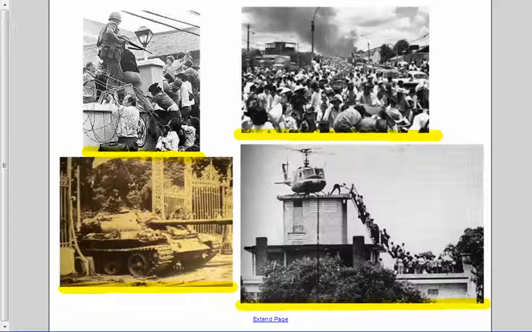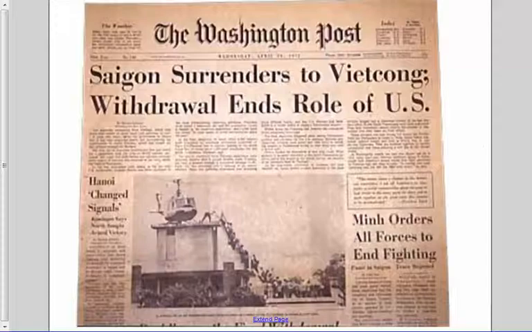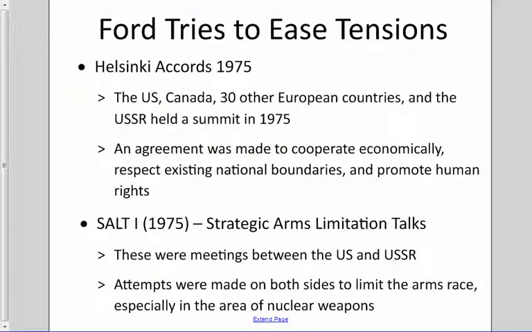This is actually Americans evacuating off the top of the embassy as this picture above them of the North Vietnamese coming into the city. So the North Vietnamese are literally rolling their tanks into the city as the Americans are evacuating onto helicopters to get out of the city. So when you hear people talk about how the US lost the Vietnam War, pictures like this are one of the reasons people say that. So the US people had to evacuate, they had to leave. And so here we have Saigon surrenders to the Viet Cong, withdrawal ends role of US, and we see that evacuation. It really is seen as a fall for the US.